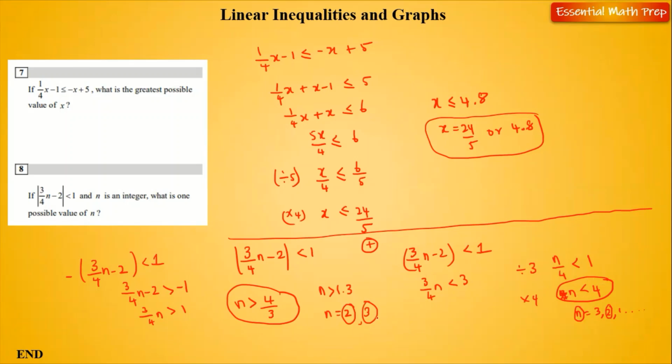If you go to 4 here, n fails. So you can have 2 or 3. 2 is likely a value, 3 is likely a value. This is an open-ended problem. So 2 or 3 could be a correct answer. Okay. You can't have 0, because here n is greater than 1.3. So 2 or 3 for the time being. Okay.